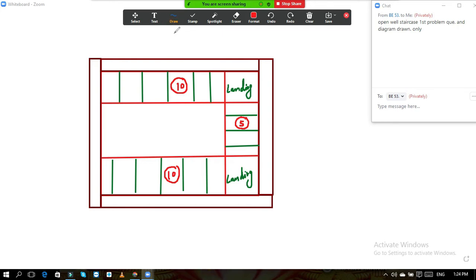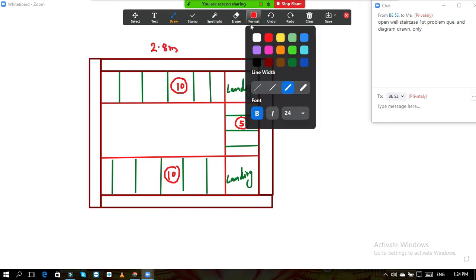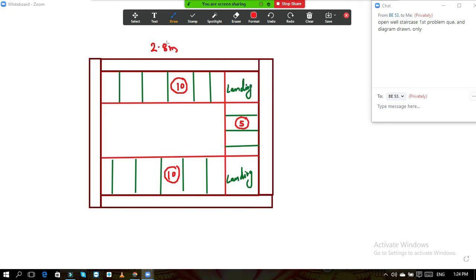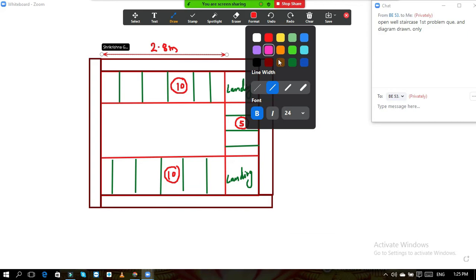So if I write the dimension, then this length is 2800, so it is 2.8 meter. The point I will show over here, from this end to this landing, this is 2.8 meter.